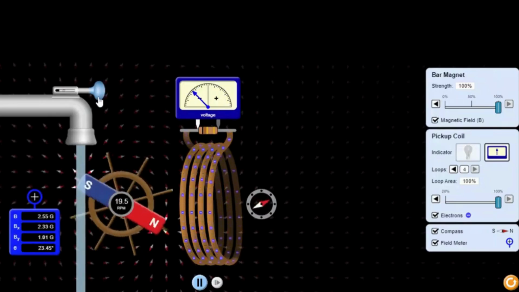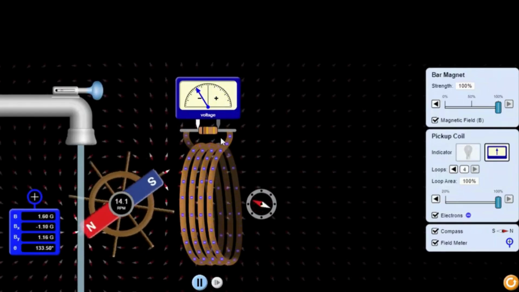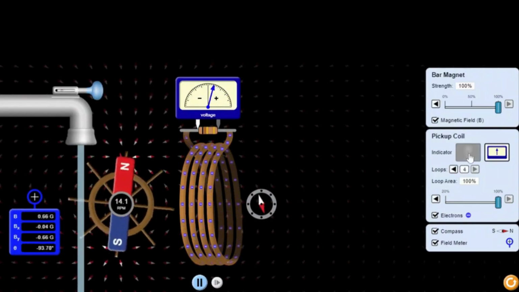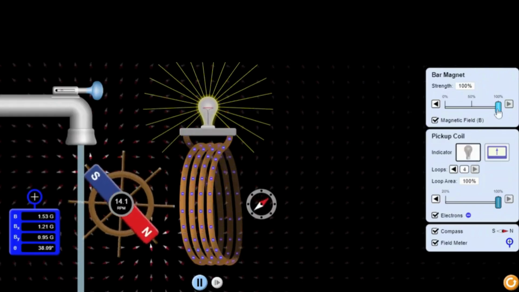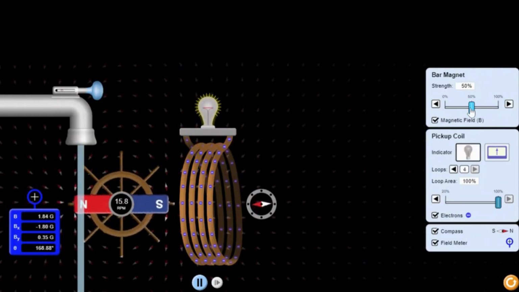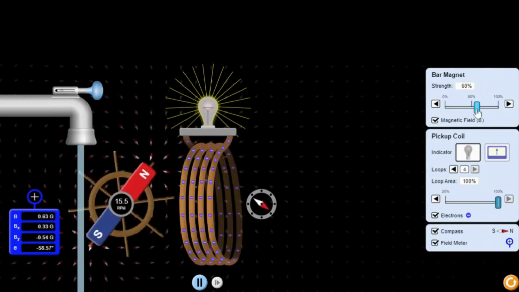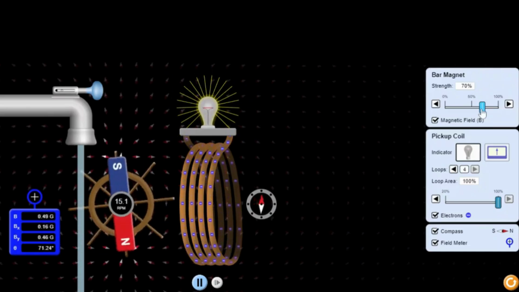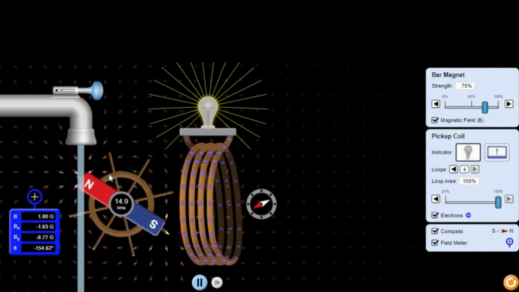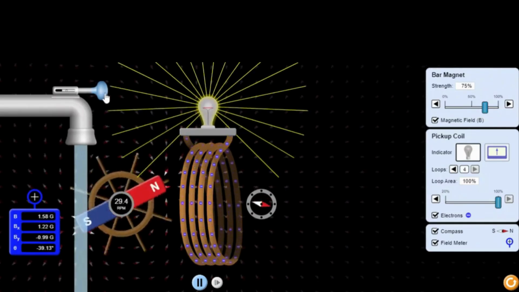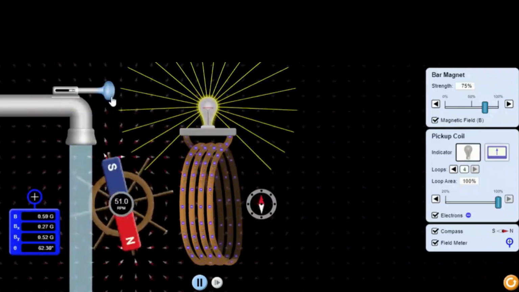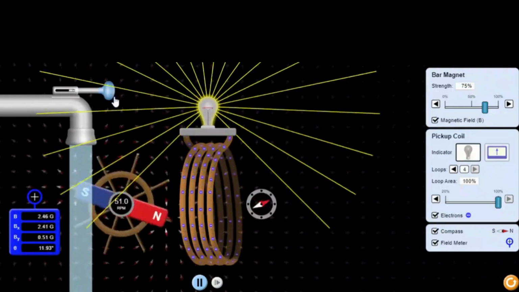The generator simulation is a valuable educational tool that brings the principles of electromagnetic induction to life through an interactive and engaging context. By allowing students to control the movement of a magnet and observe the resulting induced current, the simulation provides a hands-on learning experience that enhances understanding of this fundamental concept.